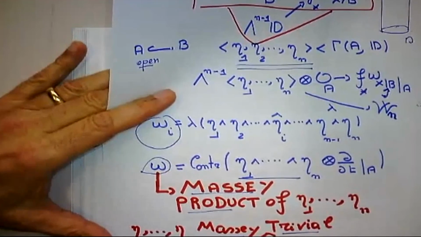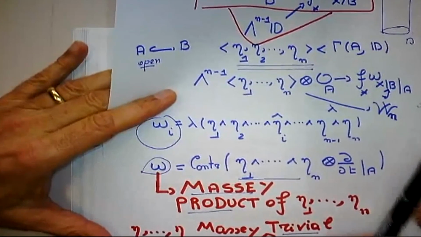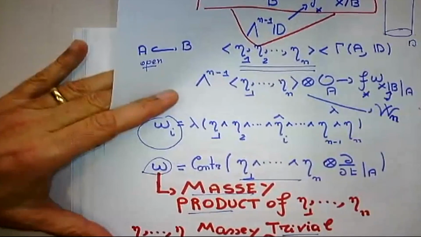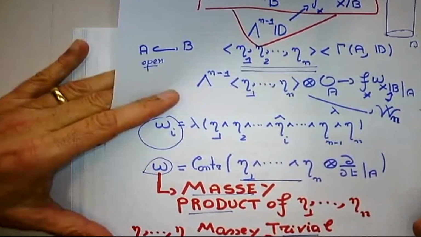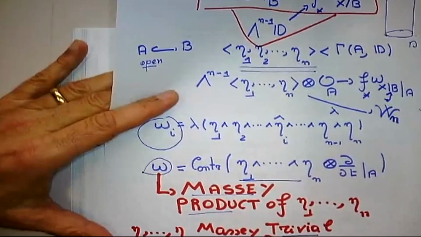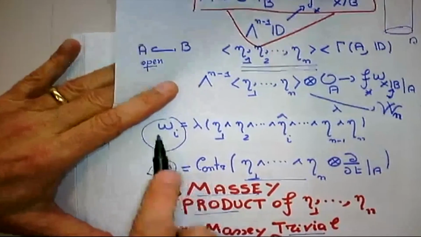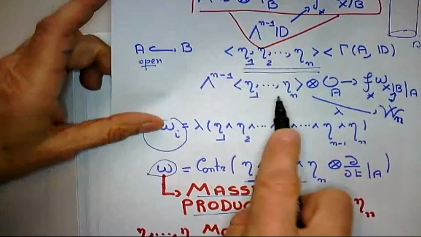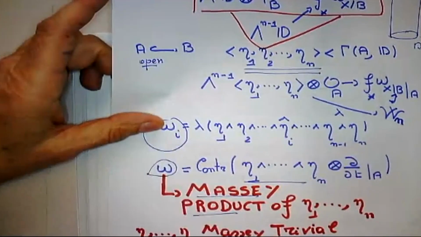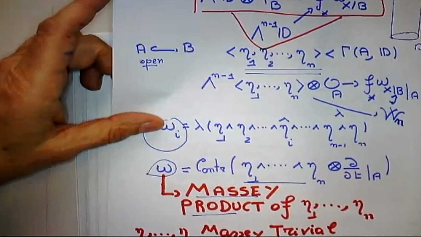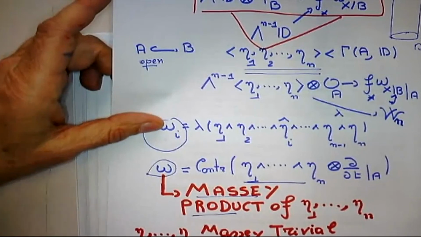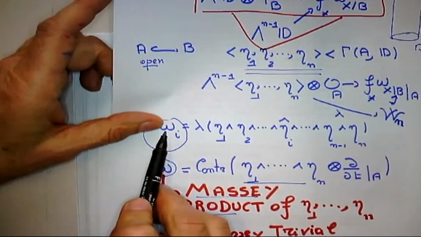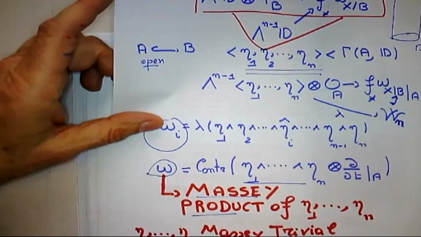But the proper notion that I want you to grasp is, okay, if I do this game, take these n forms which are closed on the cylinder, I do the wedge n, I have a volume form, I restrict, I obtain nothing else than what I would have obtained only with the n-1 forms omega I. So if my form omega belongs to the space generated by these n forms, then I say Massey trivial.